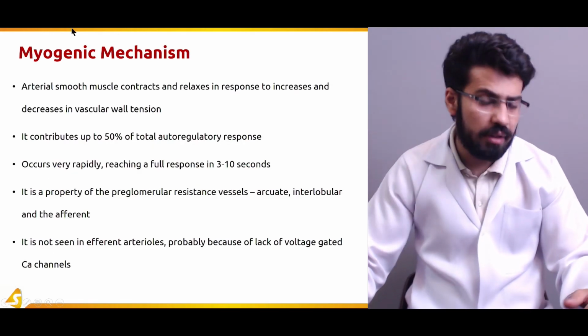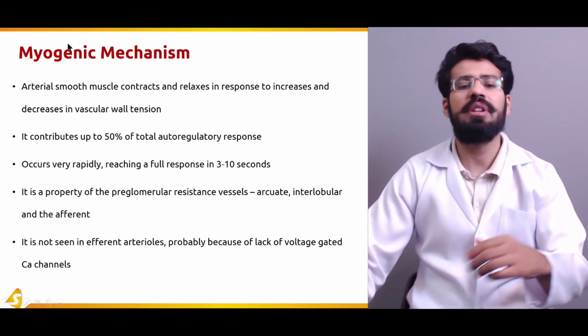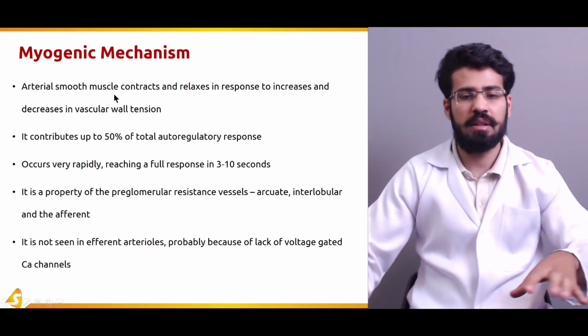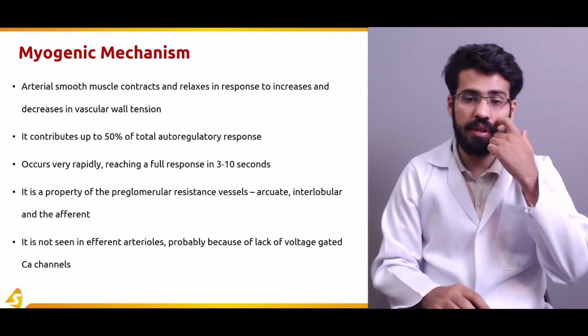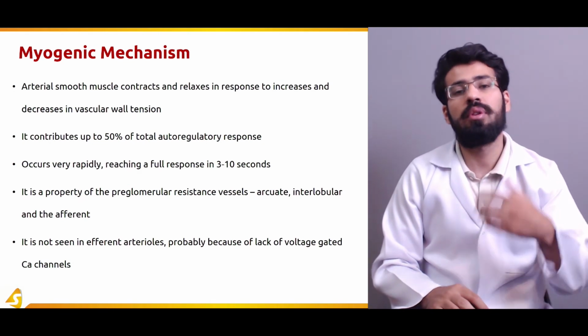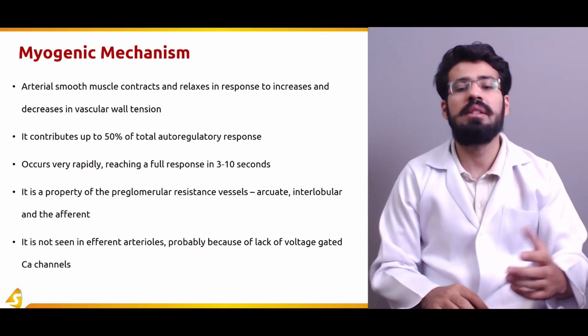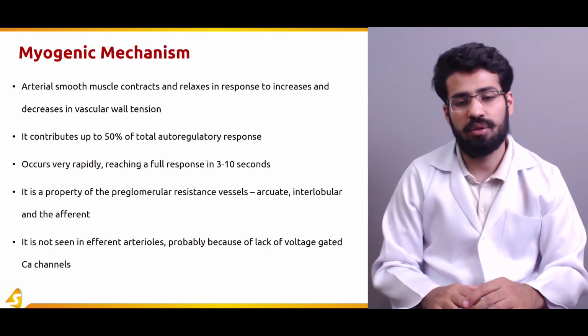Now, what happens in the myogenic mechanism? The arterial smooth muscle contracts. Number one is the contraction of the arterial smooth muscles, and it will, of course, cause an increase and decrease in the vascular wall tension.